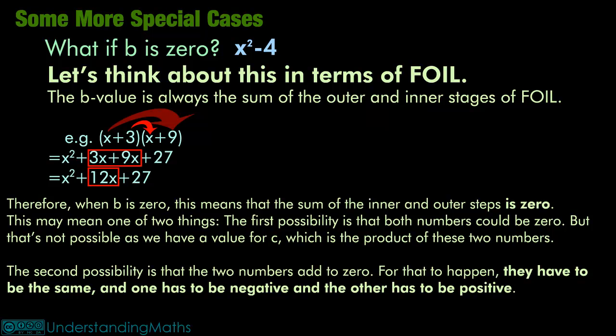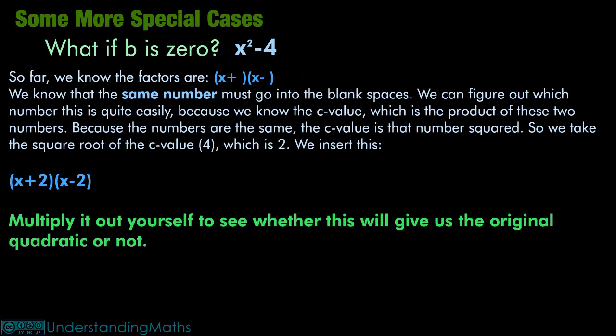The second possibility is that the two numbers add up to 0. For that to happen, they have to be the same, and one has to be negative, whereas the other is positive. So we know that the factors are in the form of x plus blank multiplied by x minus blank. We know that the same number must go into the blank spaces. We can figure out which number this is quite easily, because we know the c value, which is the product of these two numbers. Because the numbers are the same, the c value is that number squared. So we take the square root of the c value, which results in 2. We insert this, and the factors are x plus 2 multiplied by x minus 2. You can test it yourself, it's fairly simple.